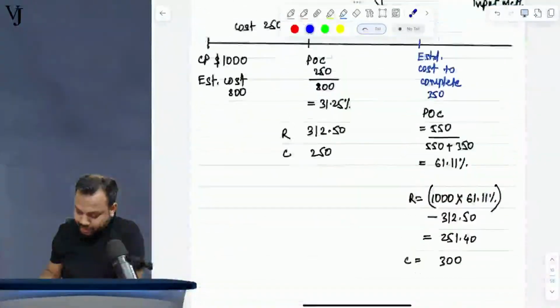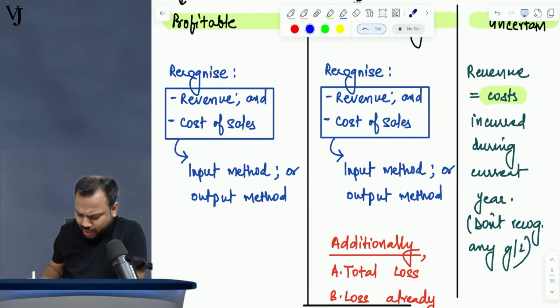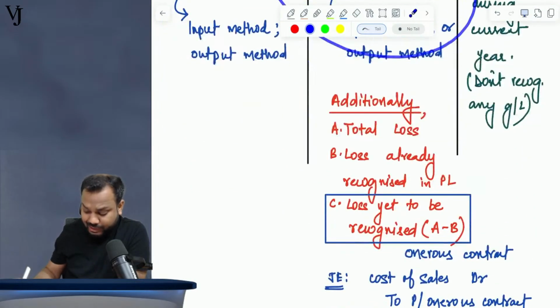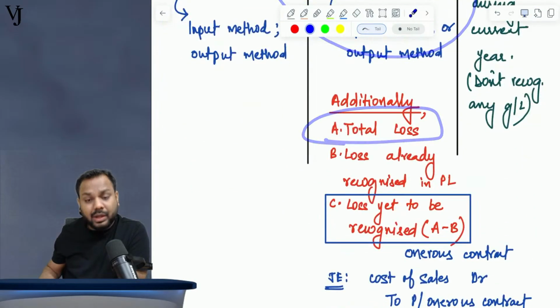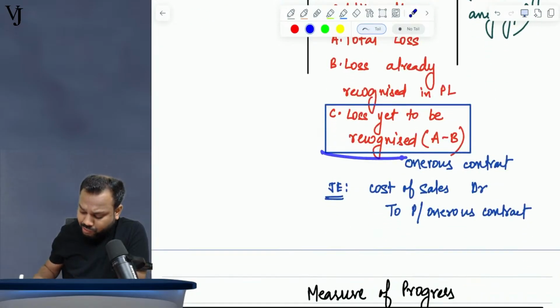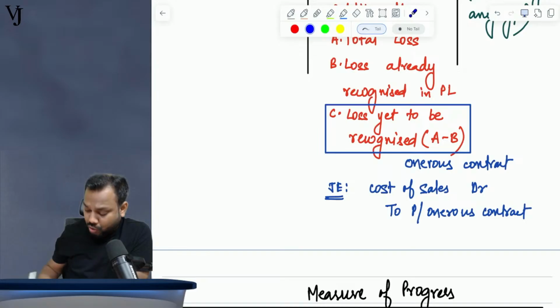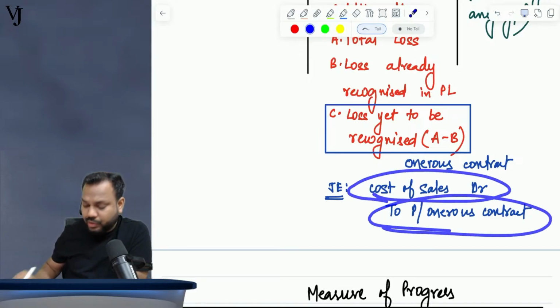That's what is being done here. First of all, the standard says to recognize revenue and cost of sales as per the input method or output method, whatever the scenario is. Then additionally, compare the total loss, calculate the loss already recognized in P&L, then calculate the loss yet to be recognized, which is called an onerous contract. This is the journal entry we have to pass: cost of sales account debit to provision for onerous contract.